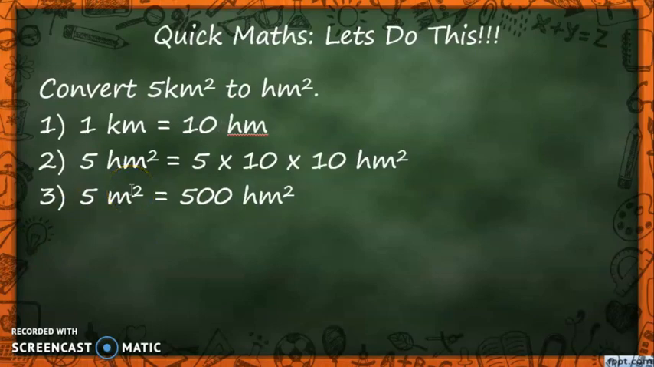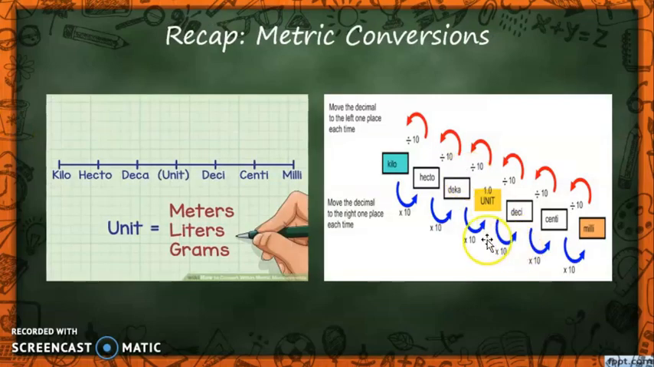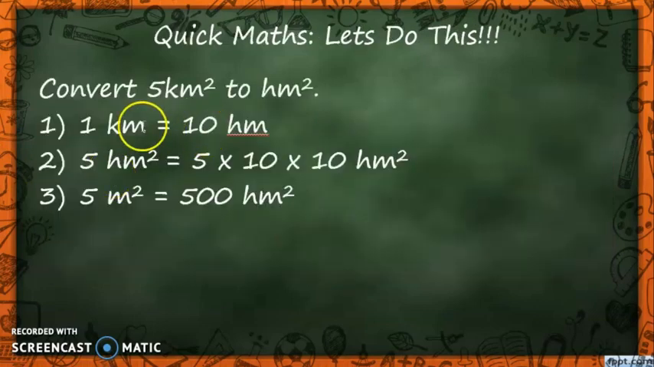So next, what if we didn't have 1 but a different number? So here we have 5 kilometers square to hectometer square. So first we need to know what 1 kilometer equals in hectometers. So let's check our metric line. So we're moving from kilo to hecto. So here we have it, we multiply by 10. So we multiply by 10 once, which will give us 10. Alright? So that means that 1 kilometer equals 10 hectometers.